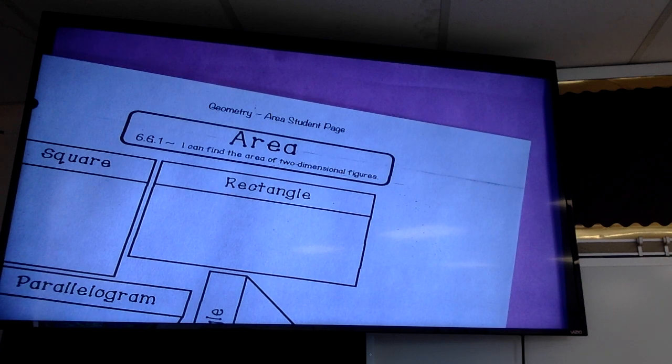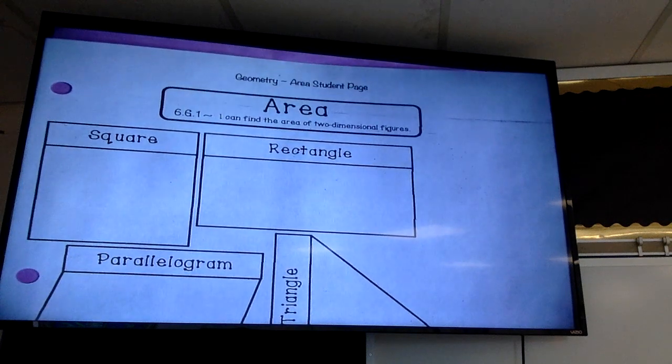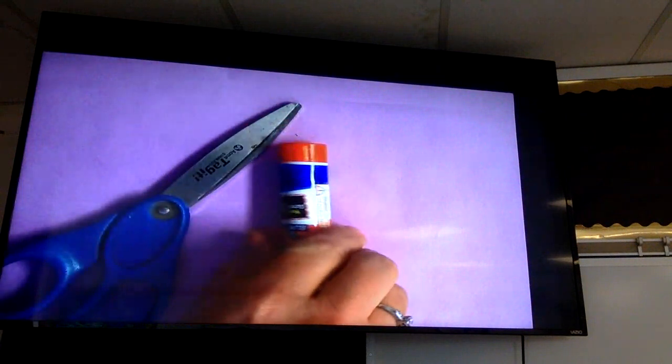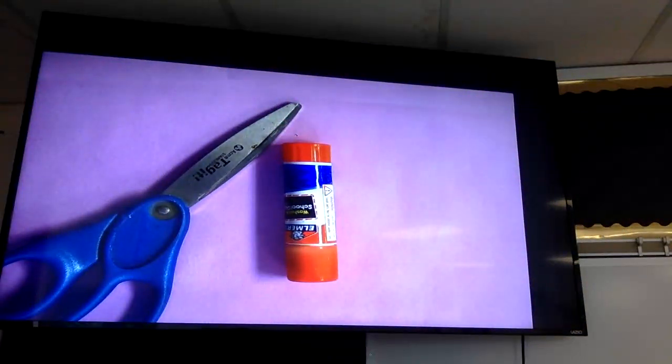Alright, guys, to complete the following assignment, you're going to need this paper I gave you in class, and then another piece of paper. I may have a purple paper, but just notebook paper is perfectly fine too. You're going to need scissors, glue, a pencil, and a calculator.